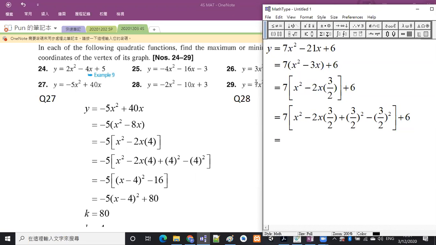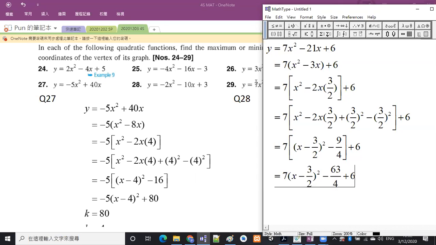Okay? And then the first 3 terms will form a perfect square. This time it should be minus, okay? And minus 9 over 4 plus 6. And you multiply the 7 back to the square bracket. Like this, 63 over 4. And then plus 6. Finally, you just calculate the constant terms. It should be minus 39 over 4. Am I correct? Okay, so this is the completed square form.